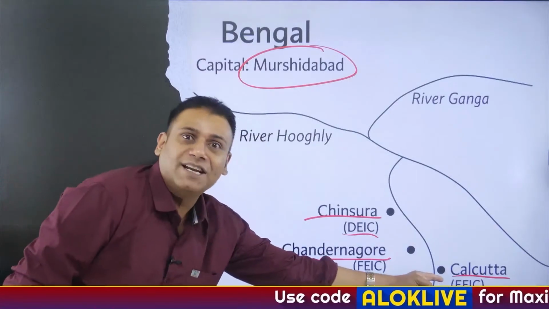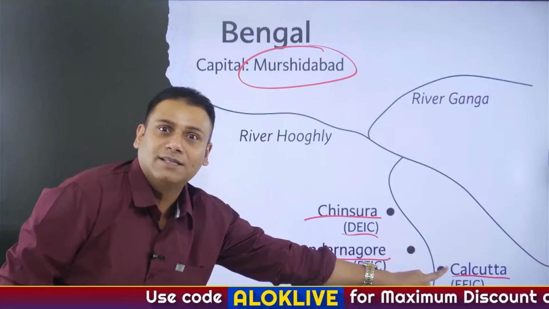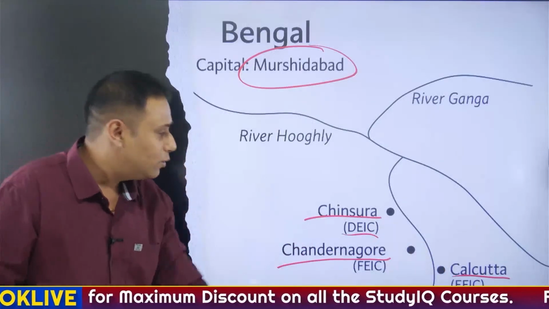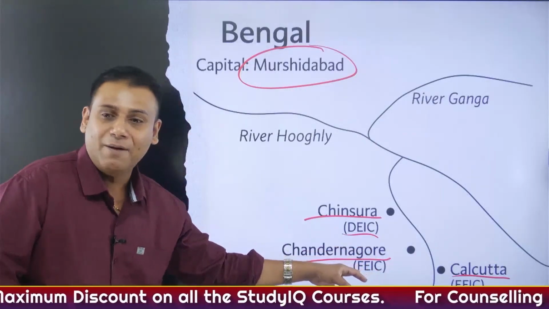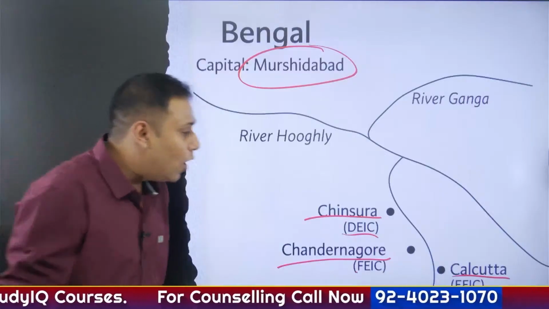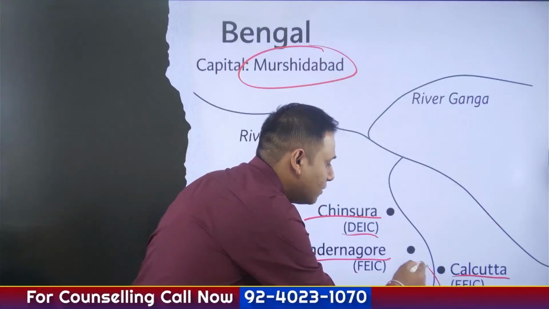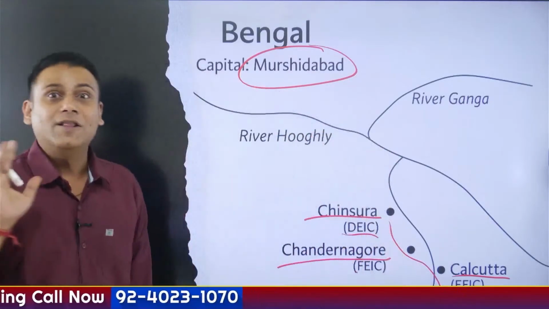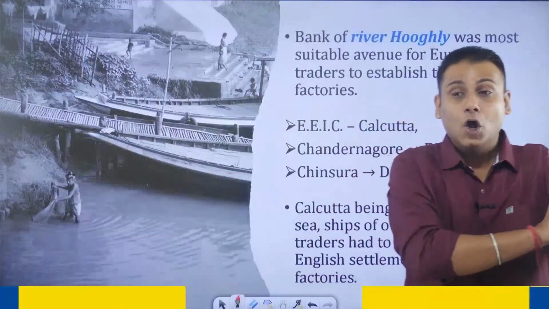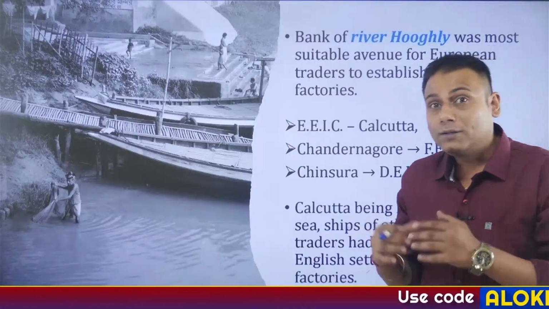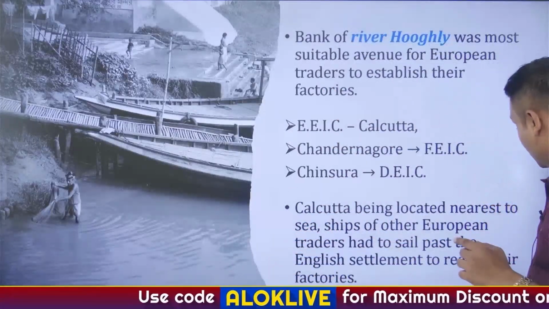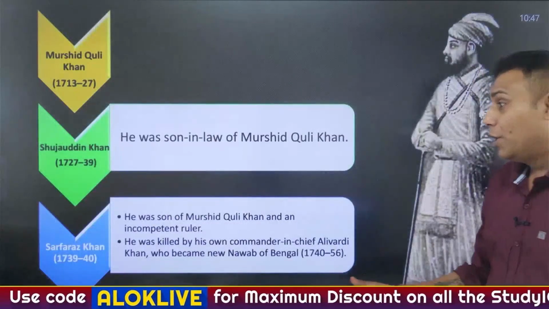Now, the English East India Company had proximity to the sea. So any ship that was coming to the factory of the French East India Company or the Dutch East India Company had to go through the region of Calcutta. All the ships. So the English East India Company had a good command or sway over the Hooghly River now. But this was not liked by Murshid Quli Khan.